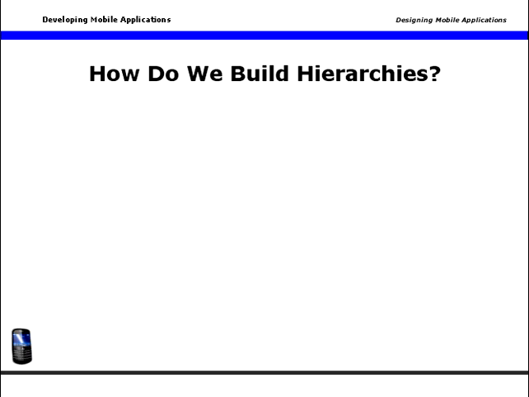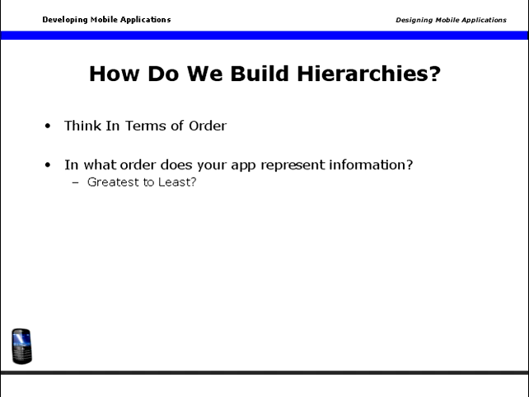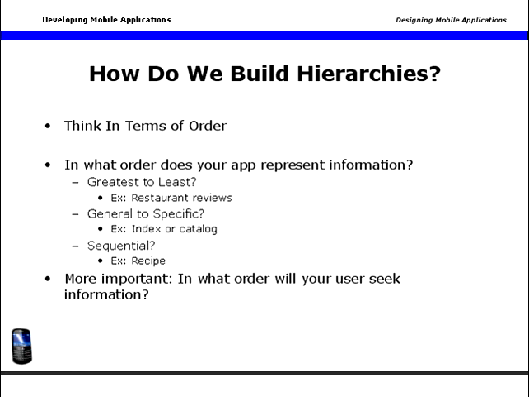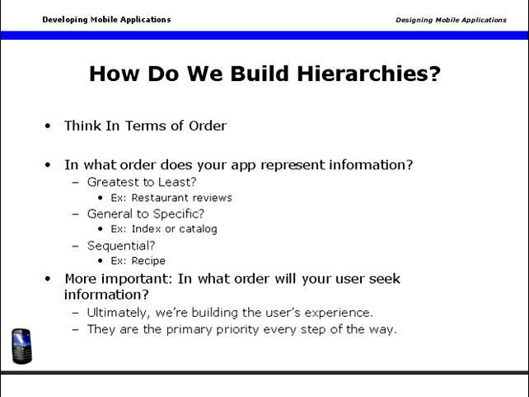Now let's think in terms of order. In what order does your app represent information? Greatest to least, as say restaurant reviews, general to specific, like an index or a catalog might, sequential, like a recipe? More important, in what order will your user seek information? Because ultimately, we're building the user's experience. They are the primary priority every step of the way.